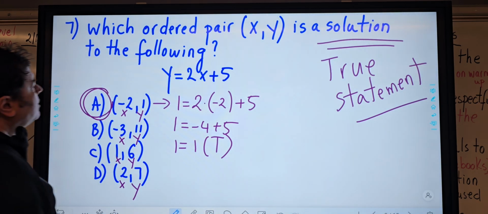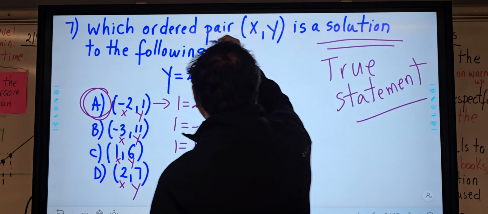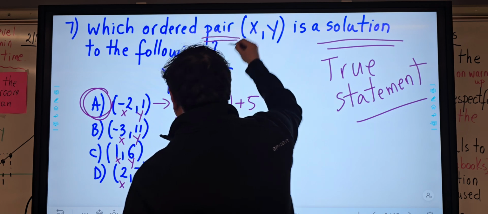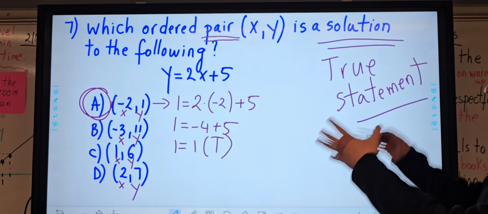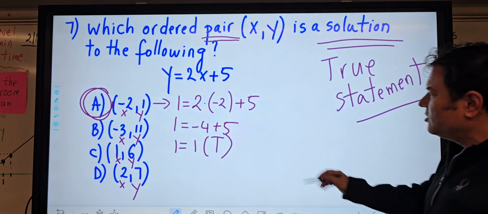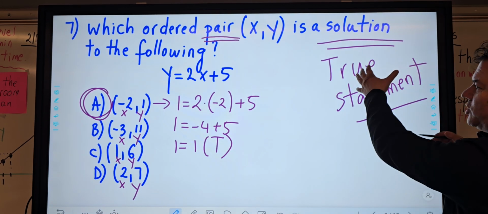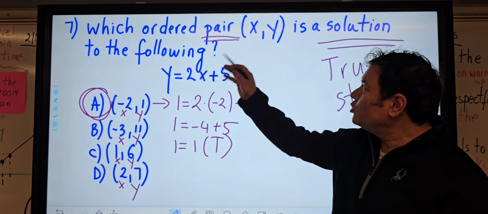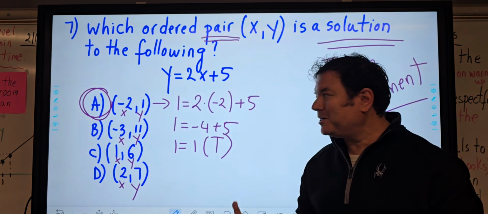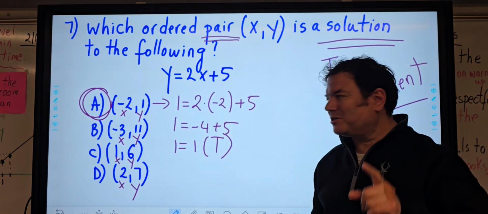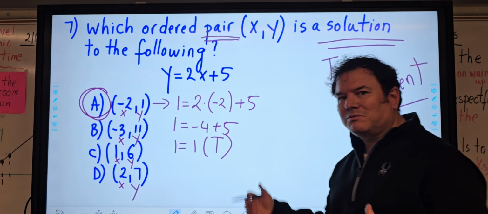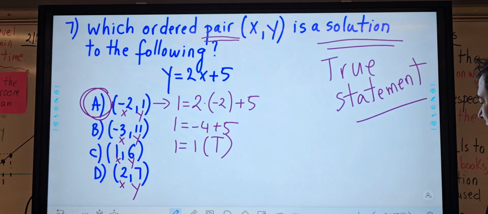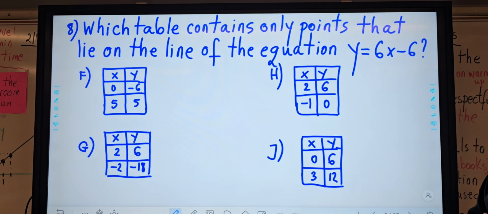Okay. Which ordered pair? Again, singular. Which ordered pair? We got the answer A. It works, right? We get the true statement, right? True statement is a solution. We don't even have to do B, C, and D because they're asking us which ordered pair, not which ordered pairs, which means they are only looking for one answer. We got the answer, we just move on to another problem.